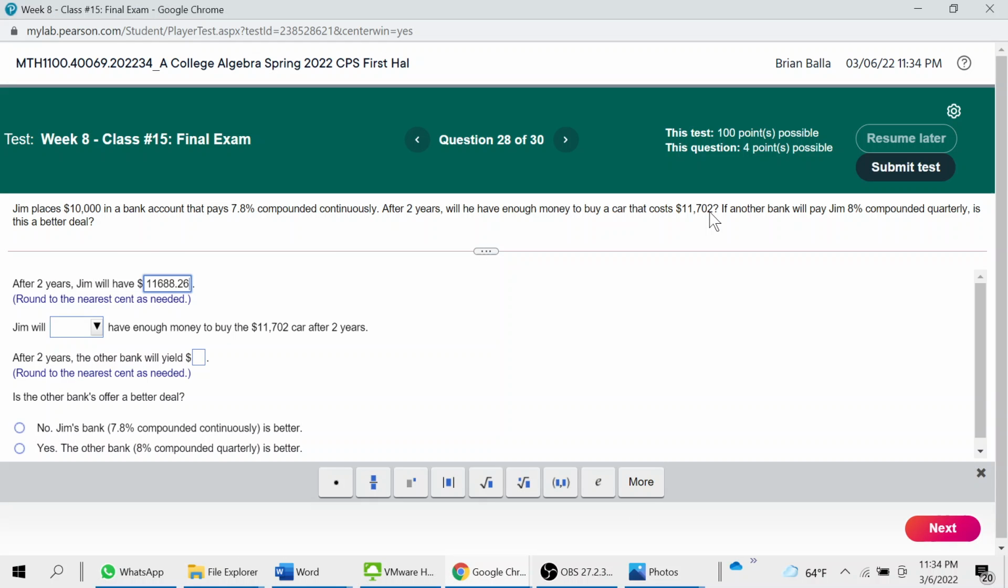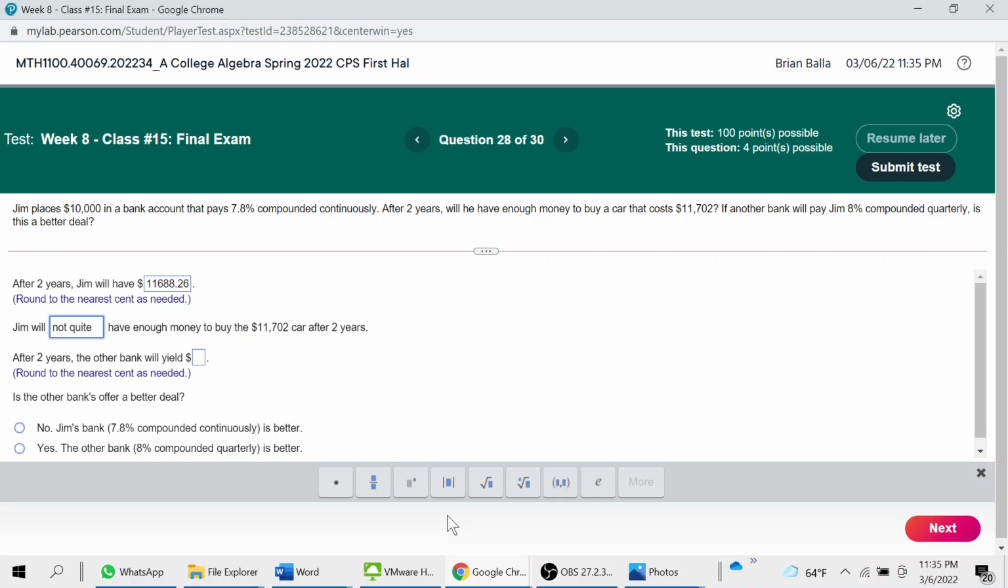Okay, he won't have enough money for that car. Damn. A car that costs $11,702. Jeez. My Honda Accord Hybrid costs like $35,000. I got that brand new in 2019. But okay. Jim will not quite. Actually, he would just barely. No, not quite. It's not just barely. Barely implies that he actually has money.